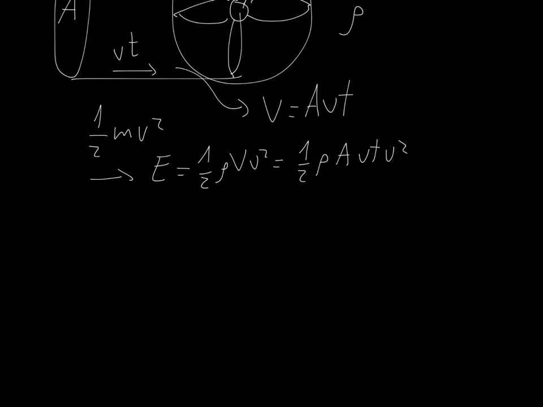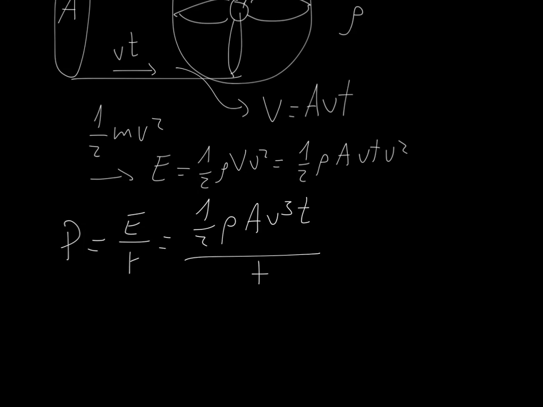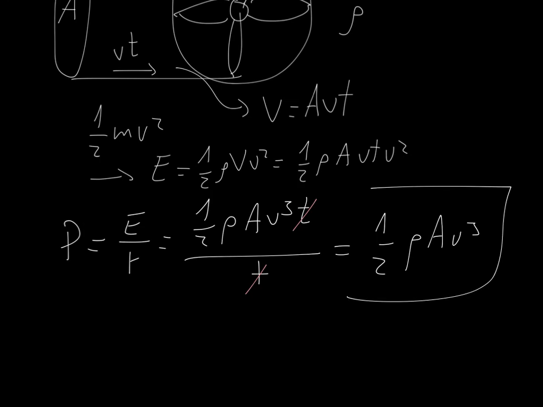Now what we want to know, as always, is the energy per unit time, which is the power. So energy per unit time, which is 1/2 of rho A. Now notice that there's a v here and there's a v squared here. So v times v squared is v cubed. v cubed times t, and then divided by t. You'll notice that the t cancels out, and therefore the power delivered by a windmill is 1/2 rho A v cubed. And this is the second equation that we will need in this topic. And that's pretty much it.